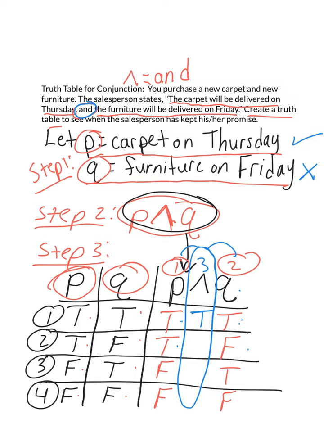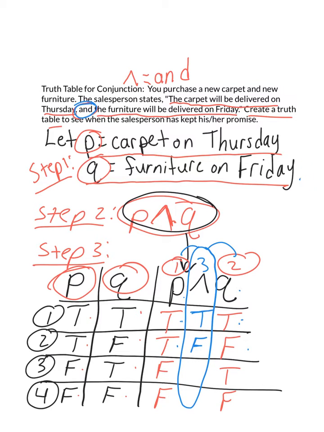Because if just one item is not upheld, if just one item does not come true, you've lied. You're not upholding your end of the bargain. So if that furniture does not come on Friday and you say, I promise this and this, well, you've lied. So the whole thing is false.